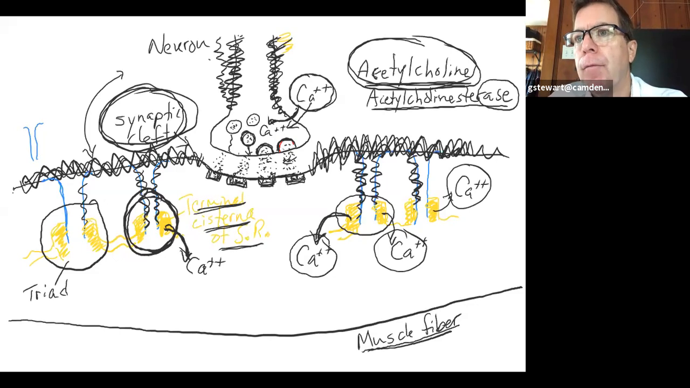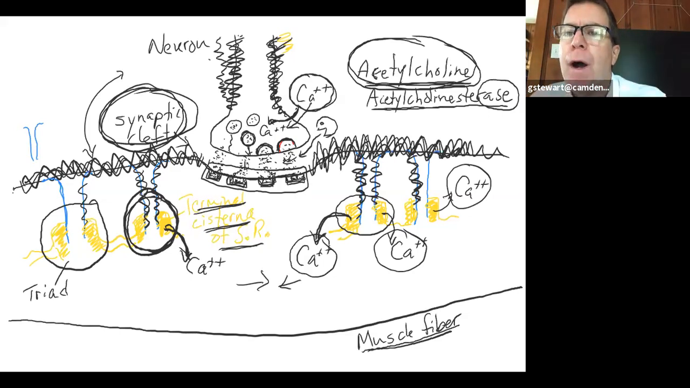And I'm going to draw a little Pac-Man head. What it does is it gobbles up this enzyme. It degrades it. It breaks it down. So as soon as this neurotransmitter, acetylcholine, is released into this space, some of it diffuses across this space and binds to the muscle cell, the motor end plate receptors, initiating all that business of contraction.